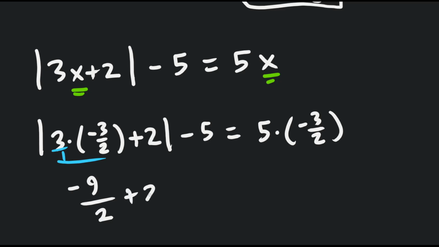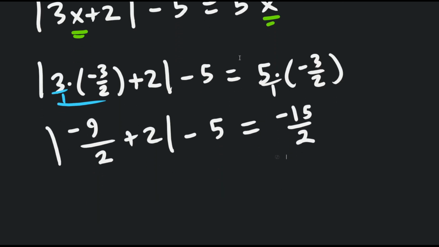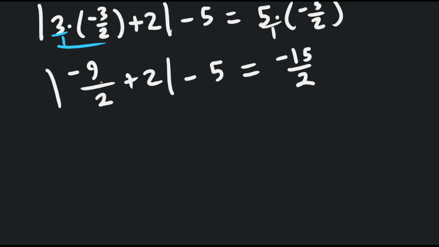And then plus 2, absolute value, minus 5 equals, and now over here, what's 5 over 1 times negative 3 over 2? So that is negative 15 over 2. Because 5 times negative 3 is negative 15, and 1 times 2 in the denominator is 2. Great, so let's keep evaluating. How do we add these fractions, negative 9 over 2 and positive 2 over 1?